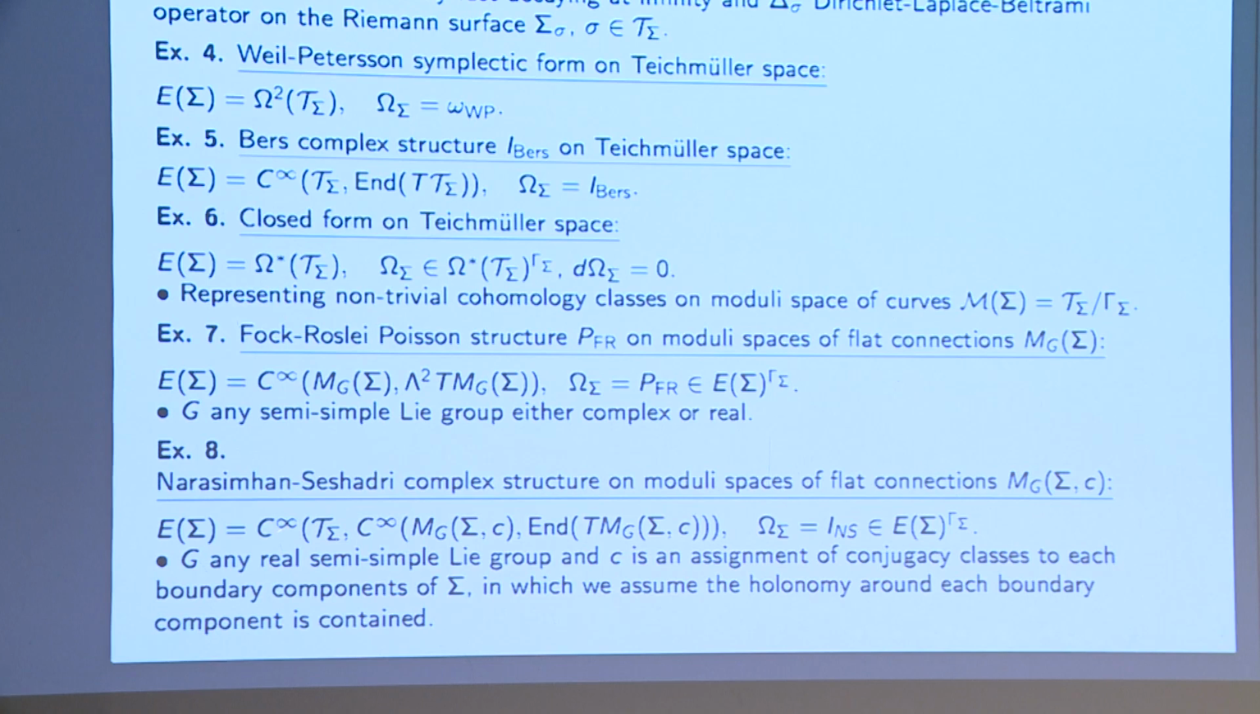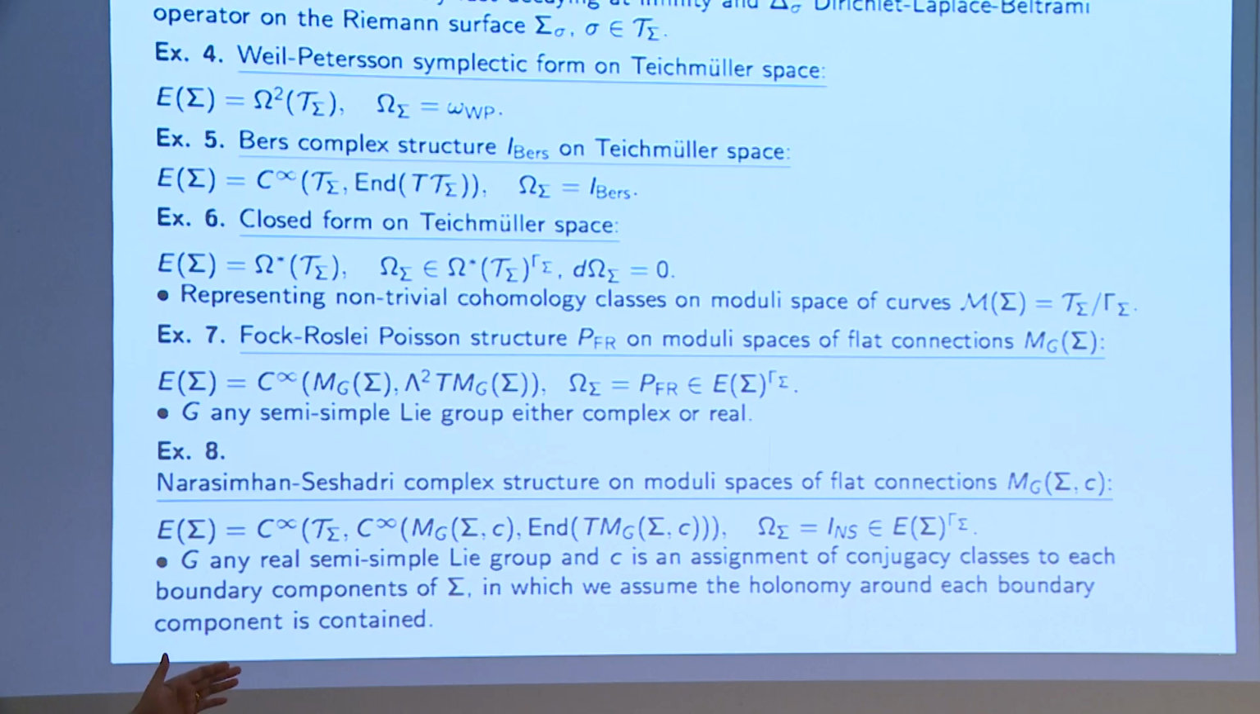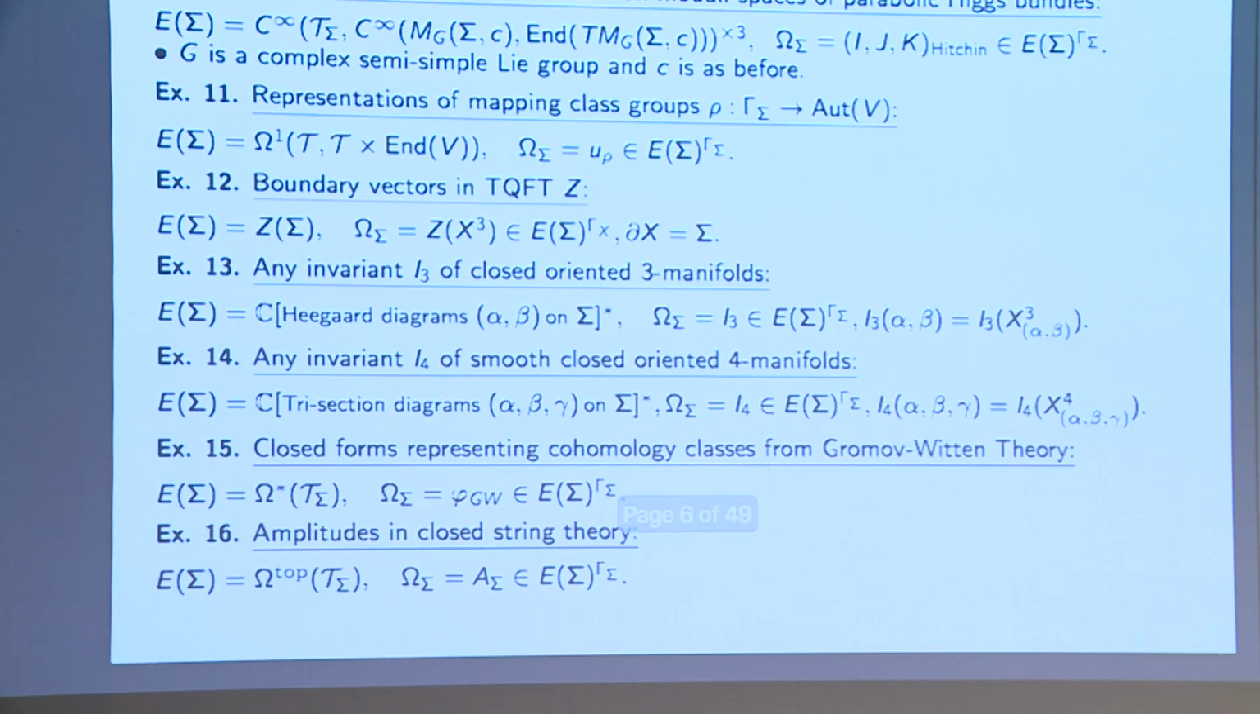In this case I get a nice vector space, which is now more complicated because it is smooth functions from Teichmüller space to the space in which complex structures live, namely smooth sections of the endomorphism bundle over Teichmüller space. But the whole thing is equivariant, right? So it's really a mapping class group invariant element in this thing, this Narasimhan-Seshadri family of complex structures.